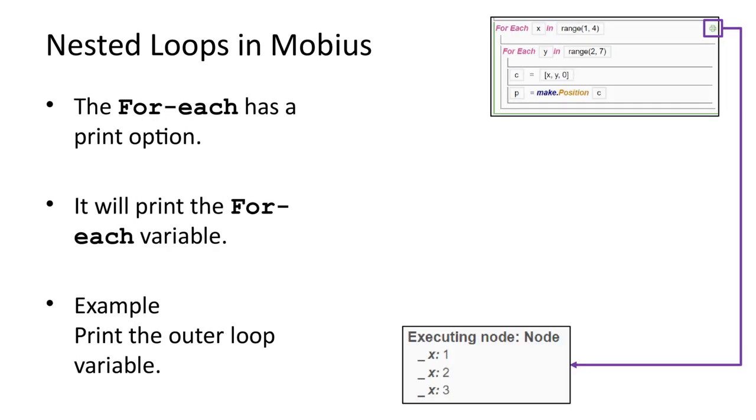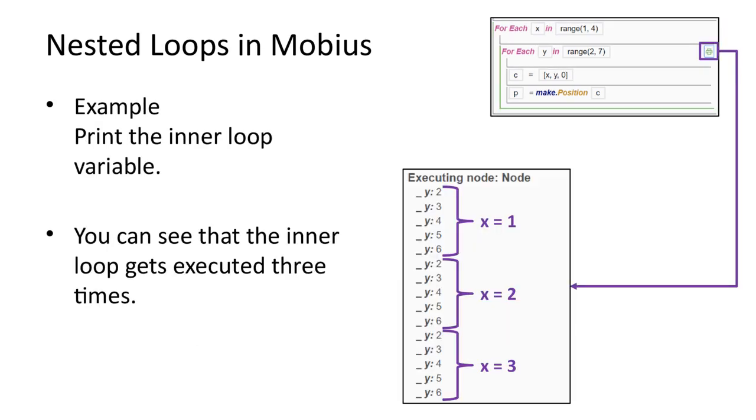The for each lines of code have a print toggle button on the right-hand side. Printing can give you a better understanding of the dynamics of the nested loops. Switching on the print toggle for the outer loop prints the X value 3 times. This is because the outer loop only iterates over 3 values.